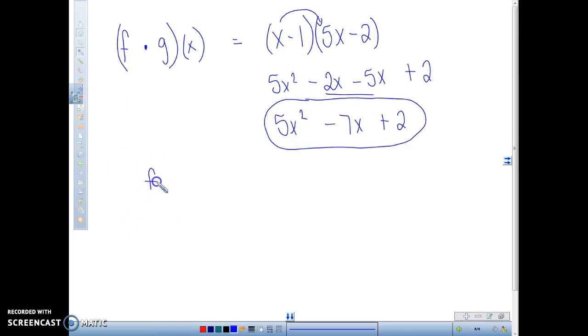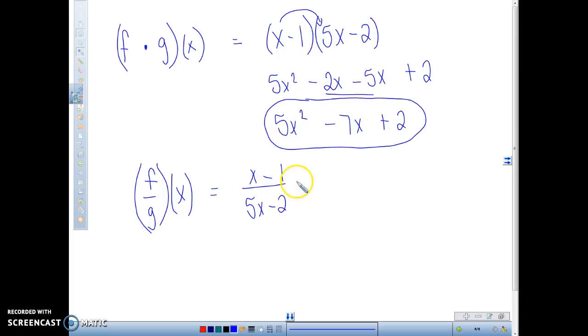The last one, division. So the f function goes on top, because that's what they tell us, x minus 1 over 5x minus 2. Now in this case, we don't know how to go any farther. We would leave it just like this. Everything's reduced. It's in simplest form. You cannot cancel these x's because they are attached through subtraction to another number, so you cannot just cancel those.